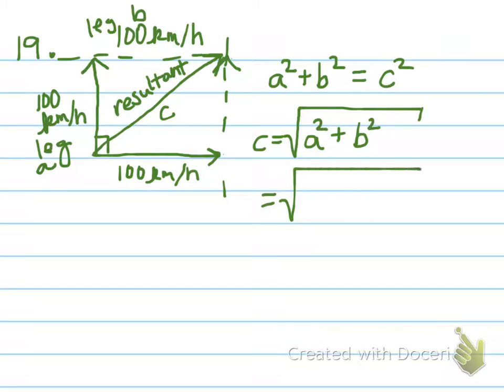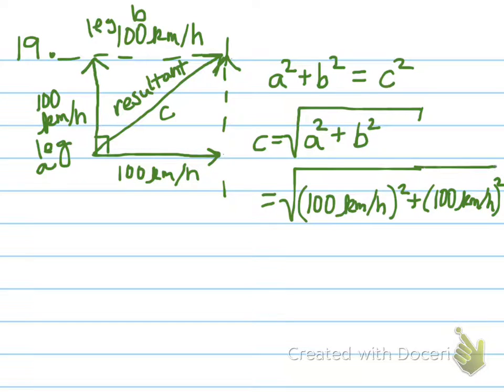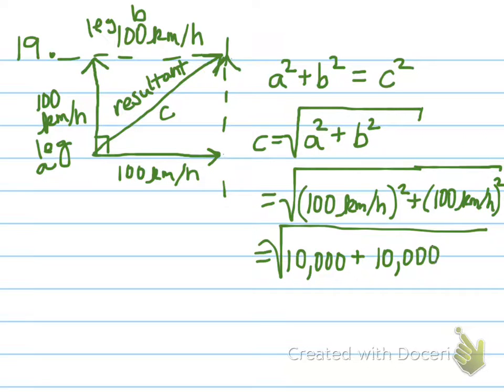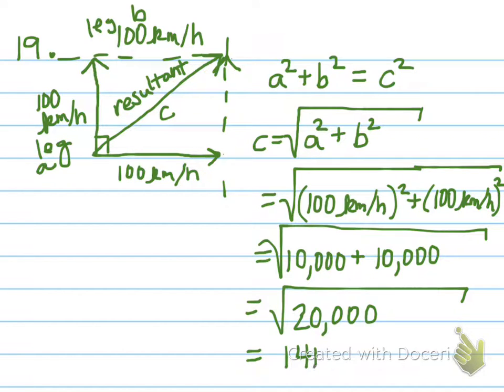So that's going to be the square root of 100 kilometers per hour squared plus 100 kilometers per hour squared, and then take the square root of that. So 100 squared is 10,000. So I have the square root of 10,000 plus 10,000. And then I'm going to take the square root of 20,000. And I get 141.4, and my units would be, because it's a velocity, kilometers per hour. So that's how you do number 19.